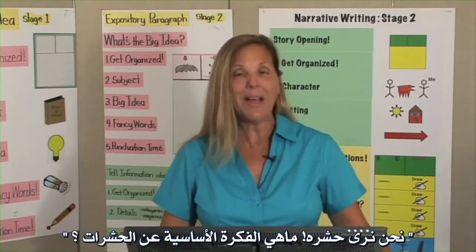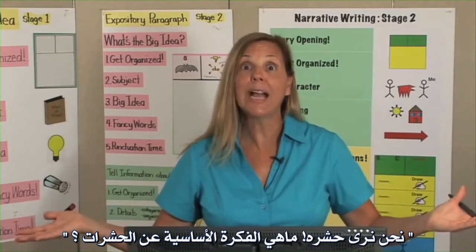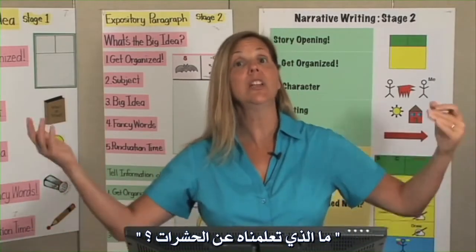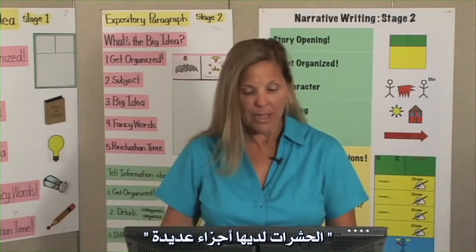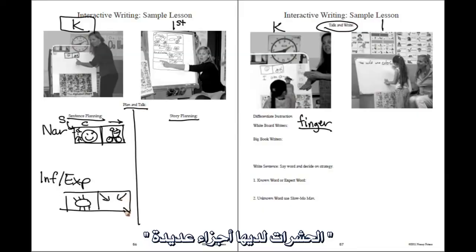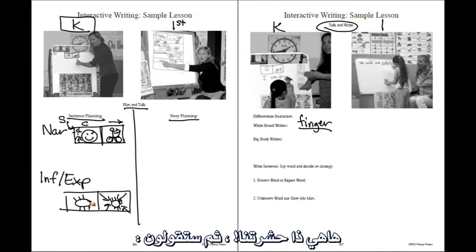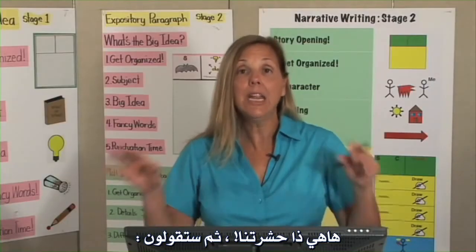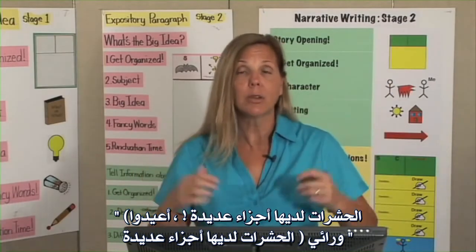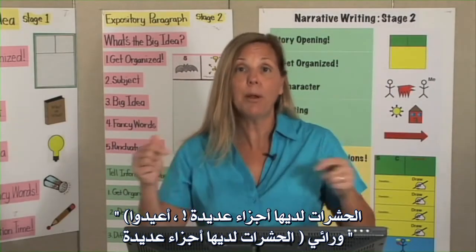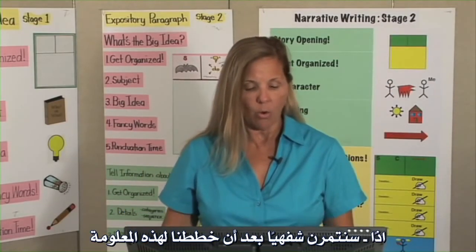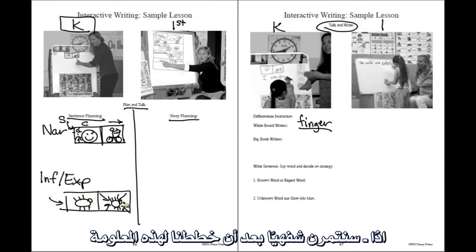We look at bugs. What's the big idea about bugs? What did we learn about bugs? Bugs have different parts. So maybe I'm just going to put some arrows there and point to the different parts of a bug. There's our bug. We go back and say, bugs have different parts. What? Bugs have different parts. So we are orally rehearsing after we planned out this information.